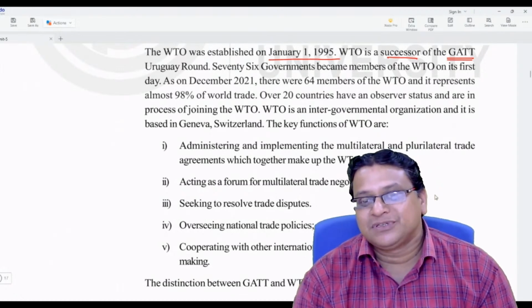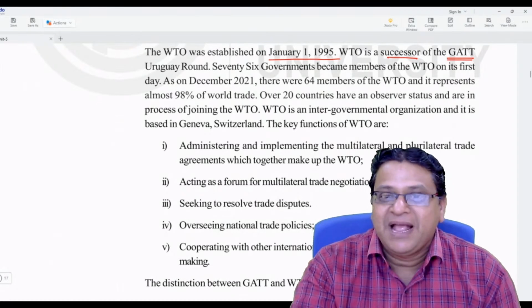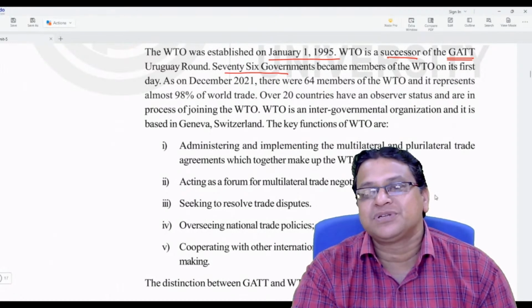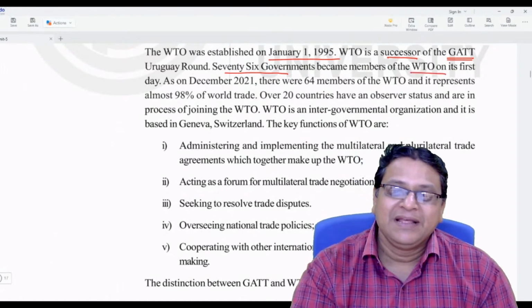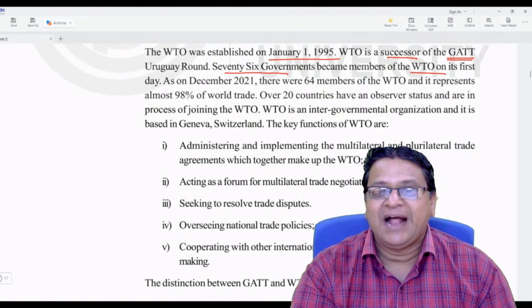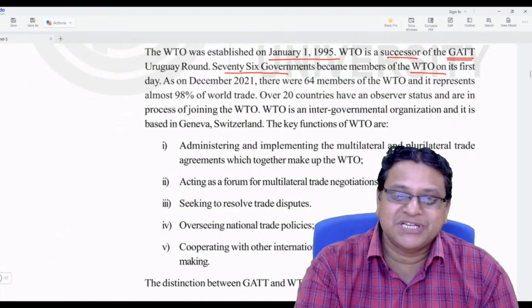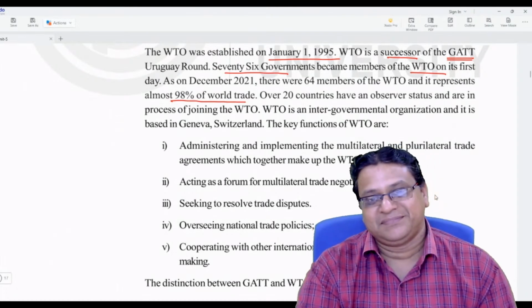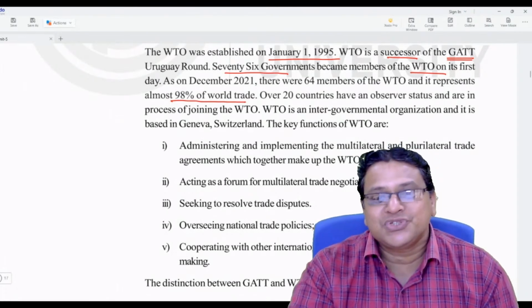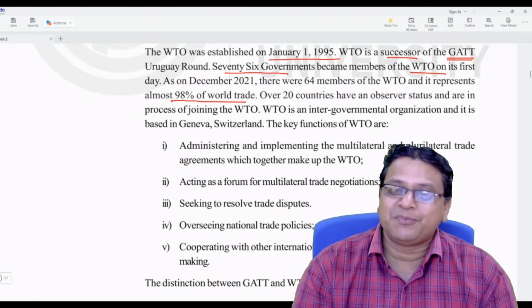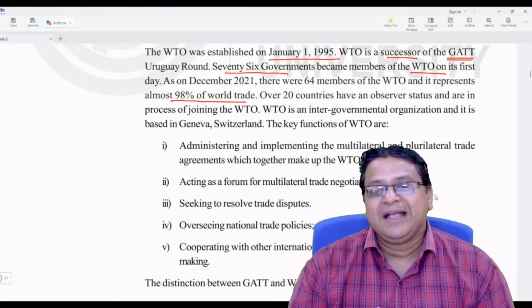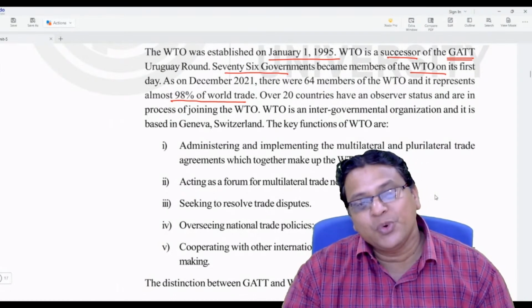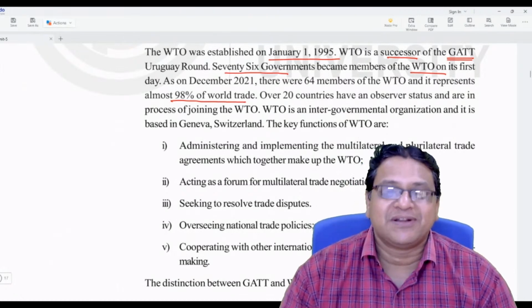So when WTO was framed, at first 76 governments became members of WTO. Again, more and more members joined, and nowadays WTO membership contributes 98% of the world trade. So what are the functions of WTO? Main functions of WTO. WTO is a permanent multilateral institution which frames rules and regulations for international trade.